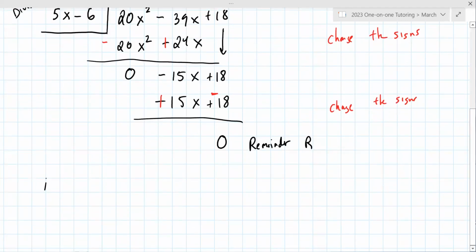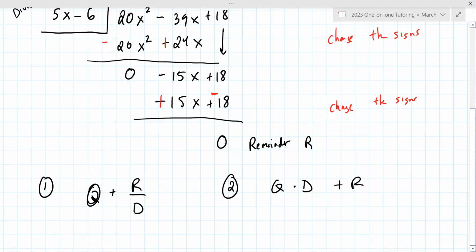There's two ways to write your answer. Way one is quotient plus remainder over divisor. And this is what I think is more commonly accepted. The second is quotient times divisor plus remainder. You sometimes see that in online tools, calculators.